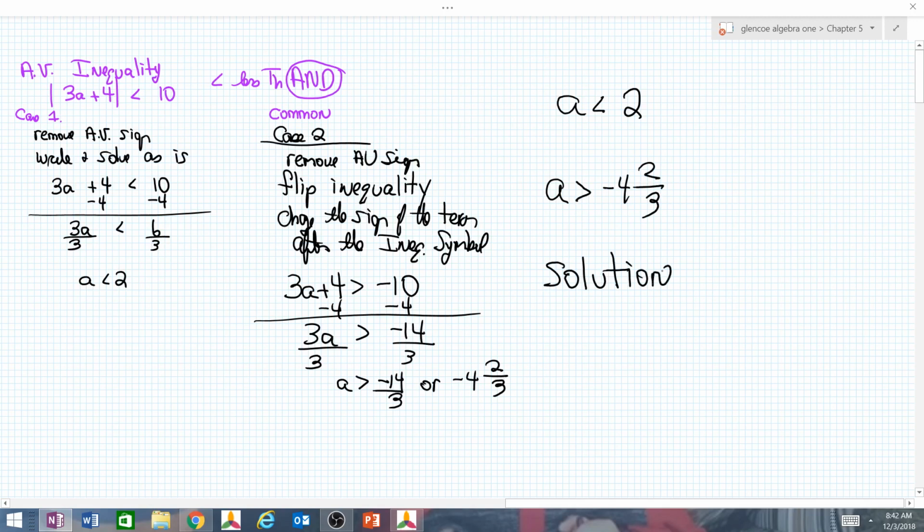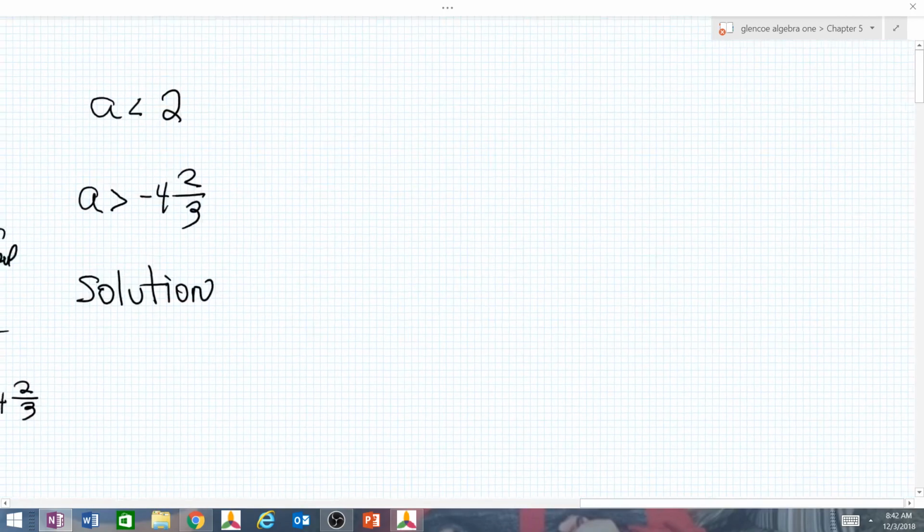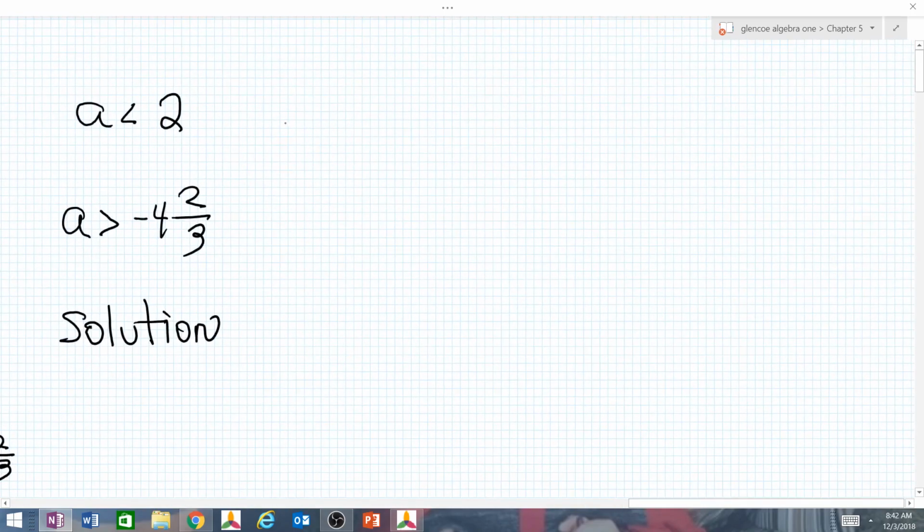Question, yes? So do we always have to do both cases? Yeah, you have to do both cases because it's a less than, so you have to graph. Your solution is the graph of the two, what they have in common. Okay? And that's why I'm spending all this time going over it. So here we have, let's make our number lines.